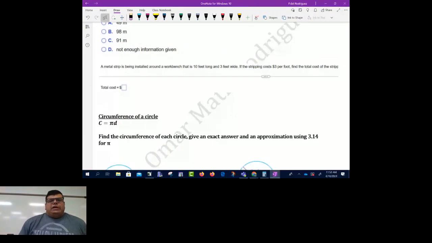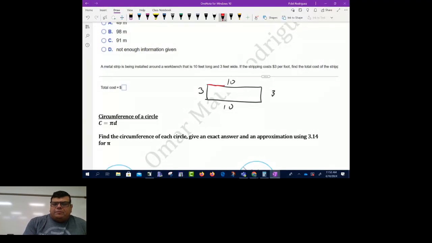It says a metal strip is being installed around a workbench that's 10 feet long and 3 feet wide. If the stripping costs $3 a foot, find the total cost of the stripping. So we have a bench 10 feet long and 3 feet wide. My bench looks like this: 10, 10, 3, and 3. We're going to put some kind of stripping around the outside. That means we're looking for the perimeter.